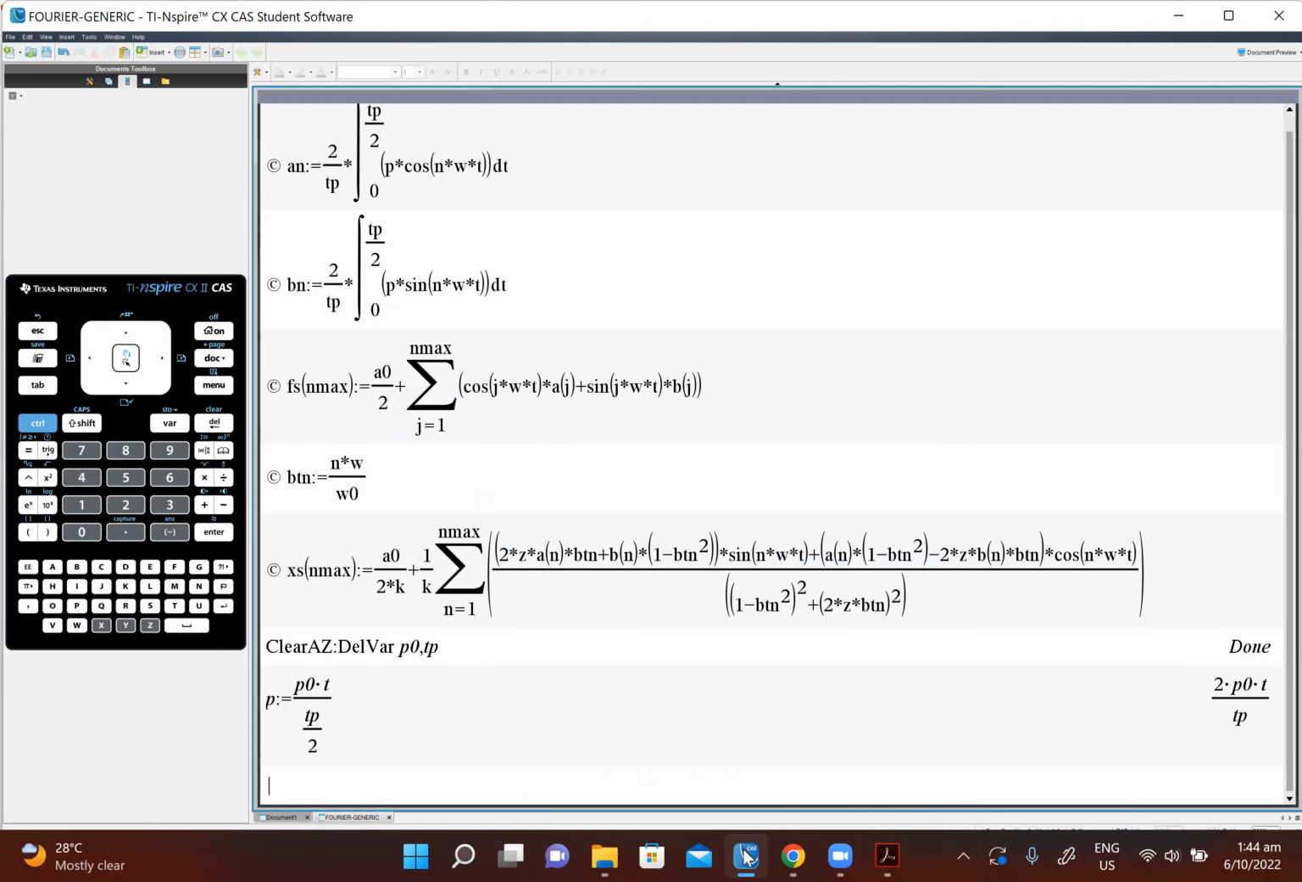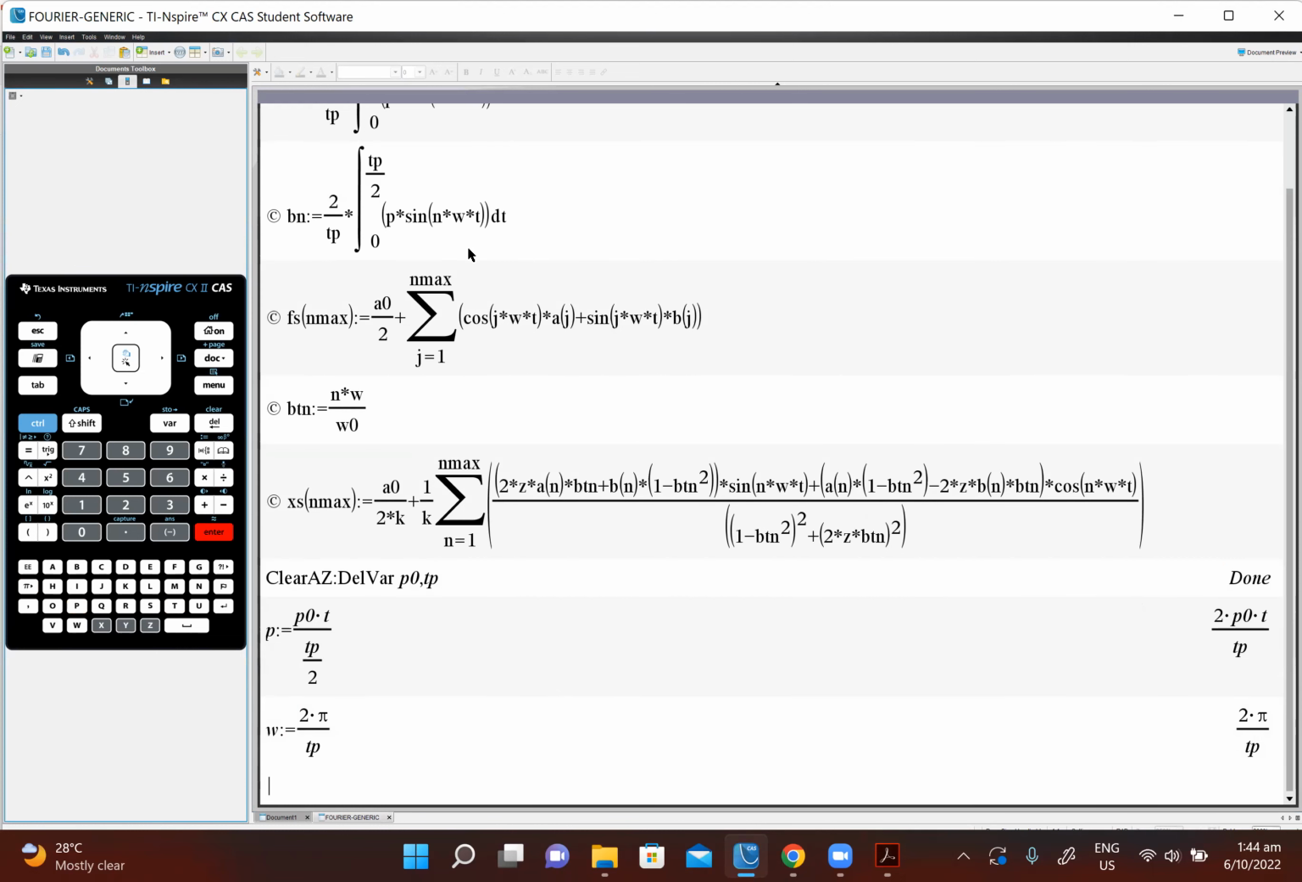And my omega will be, of course, just 2 pi over T sub P. So let me type that as w. Okay, that's for my omega. It is 2 times pi over T sub P.